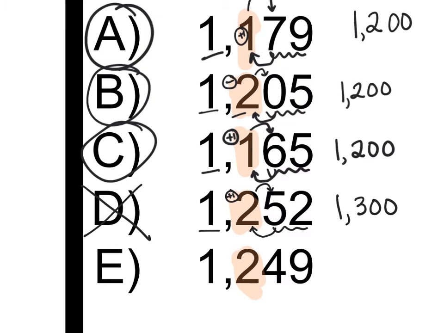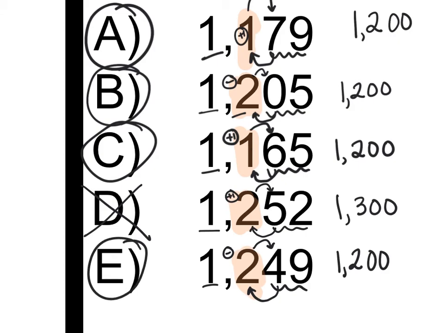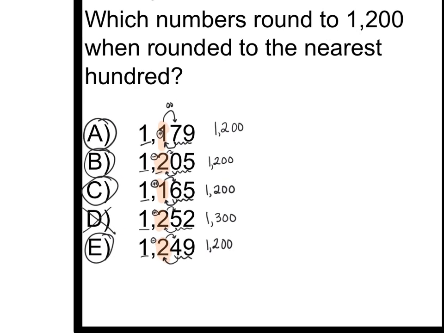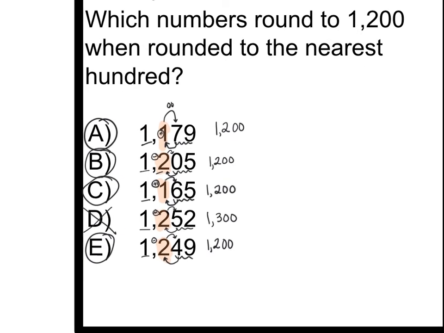And on E, last but not least, the 2 is going to look at the 4 to tell it what to do. Since the 4 is 4 or less, it's going to tell this 2, hey bro, you can go ahead and rest, which means the 1 is going to stay the same, the 2 is going to rest at 2, and the rest are going to become zeros, which means E is also a viable answer. So wow, check this out. Which numbers round to 1,200? Well, all of them except for D.